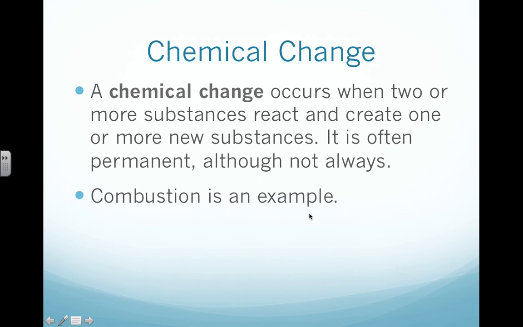Okay, so now let's talk about chemical change. Sometimes it's difficult to distinguish between physical and chemical change, but there are some signs that we're going to learn through this next section that are going to help you to identify and distinguish between the two. So a chemical change is when two or more substances react and they create one or more new substances. It's not always permanent, but in most cases it's a permanent change, and it's difficult to reverse this change. So an example of this is combustion.